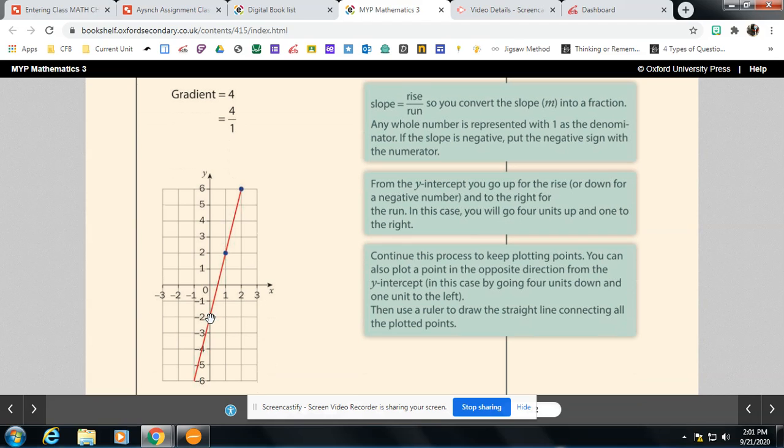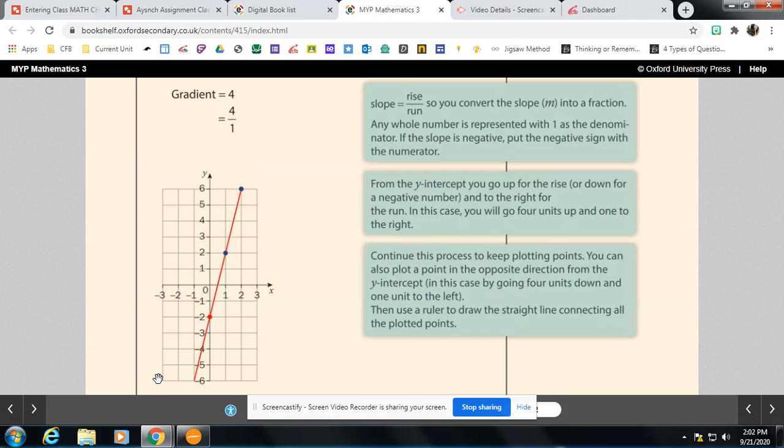So I'm going to start at -2. That's my y-intercept. And I want to rise, so I'm going to go up 4: 1, 2, 3, 4. Then I'm going to go to the right 1, because they're both positive. Then I'm going to put the point here and I can continue this pattern: 1, 2, 3, 4, and 1. There's another point.